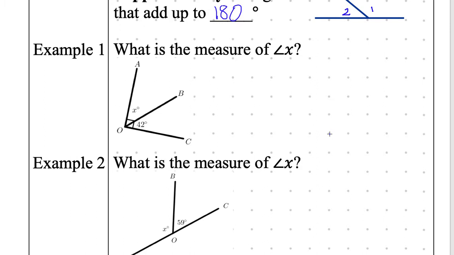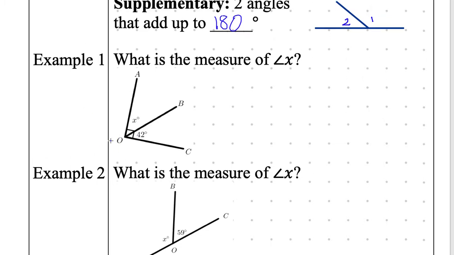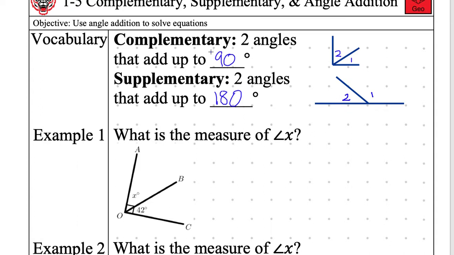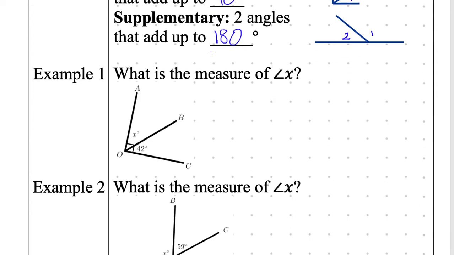Example number one. I need to find the measure of x. I know that this is not supplementary, it's complementary. Quiet raised hand. Why is this a complementary angle? What tells you? You can't assume that it's complementary, but something on there tells you, Fernando. 90 degrees. How do you know it's 90 degrees? That little box. Yeah, that little box thing says it is 90 degrees. It is going to add up to 90 degrees.